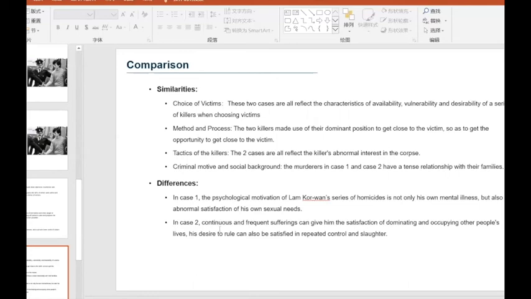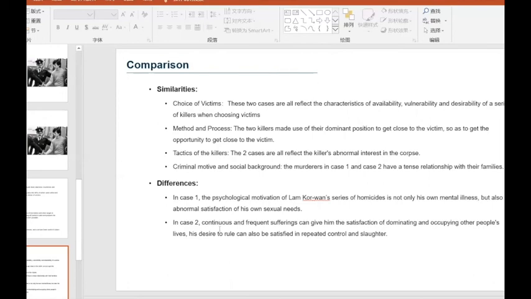Thirdly, from the point of view of the tactics of the killer, it also reflects the killer's abnormal interest in the corpse. In case 1, after brutally killing the victims, the killer habitually dismembered the body, especially preserved the victims' sexual organs, and even raped the body in the fourth case. In case 2, the killer often had sex with the body until it completely rotted. He also beheaded at least 12 victims and kept some chopped heads as souvenirs in his apartment.